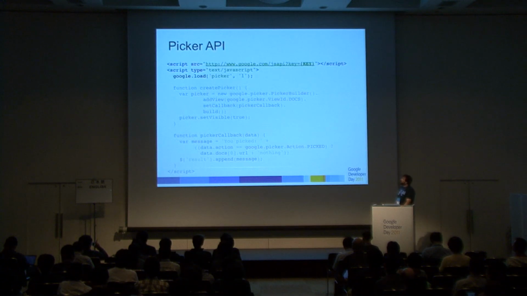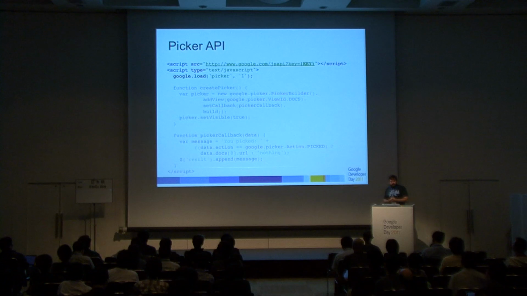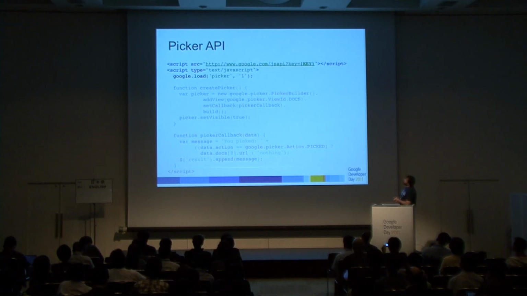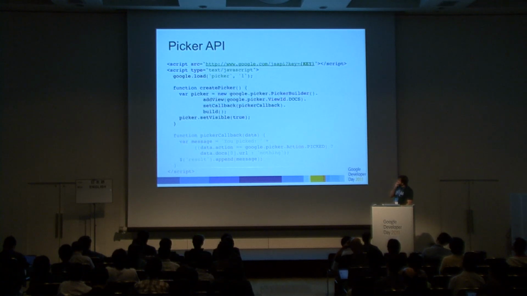So let's see how that looks from a code perspective. It's pretty easy. First thing you have to do is just include some scripts. So you include our JS API, say you want to load picker. The next thing you need to do, whenever you want to display it, is just call a method to construct the particular views that you want.